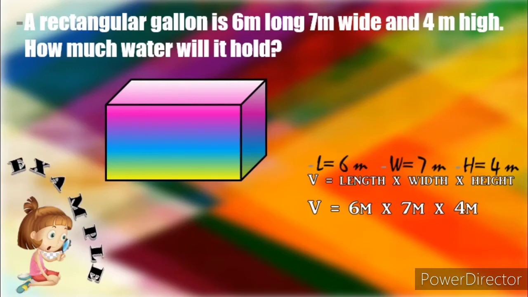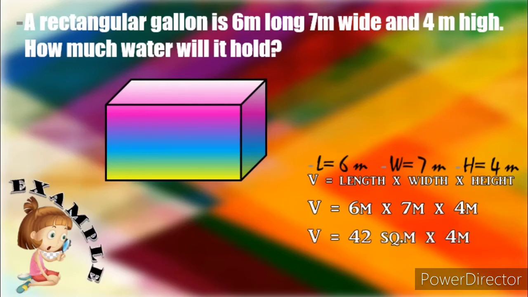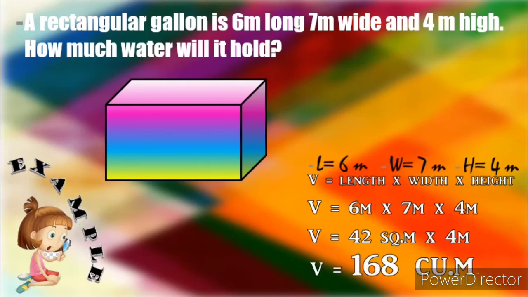Let's multiply the first two numbers. 6 times 7 equals 42 square meter times the remaining number 4 meter. Volume equals 42 square meter times 4 meter. So the answer is 168 cubic meter. Therefore, the rectangular gallon holds 168 cubic meter. Did you get it? Very good.